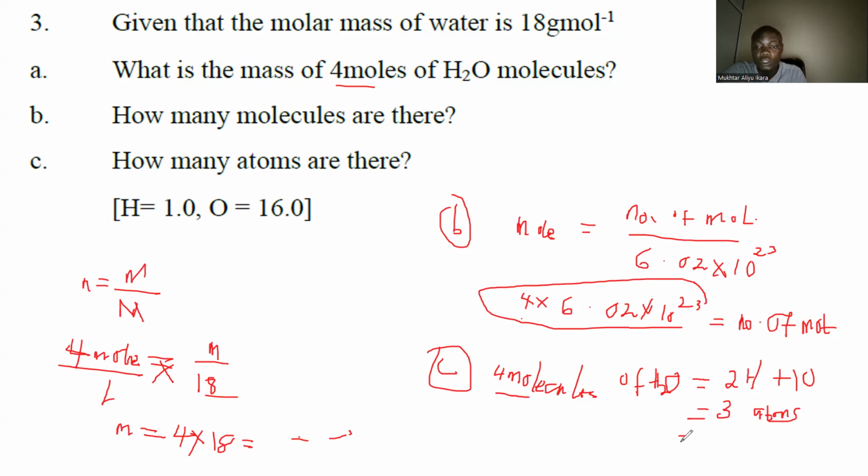So since it is 4 molecules and we have 3 atoms, then we have to multiply 4 times 3. Then at the end, we have 12 atoms in total. So now to calculate the number of atoms that are present in 12 atoms, you now say this 12 times 6.02 times 10 raised to the power of 23. And whatever you get after you multiply this and this is your final answer.